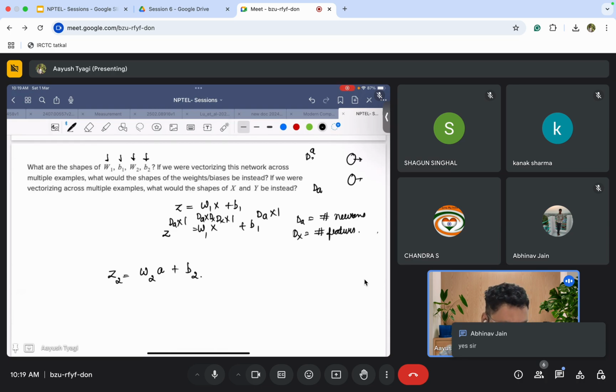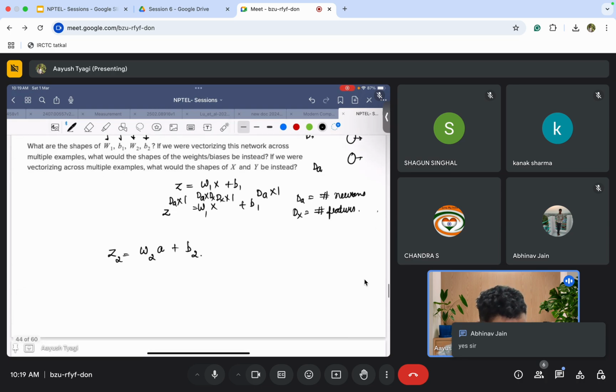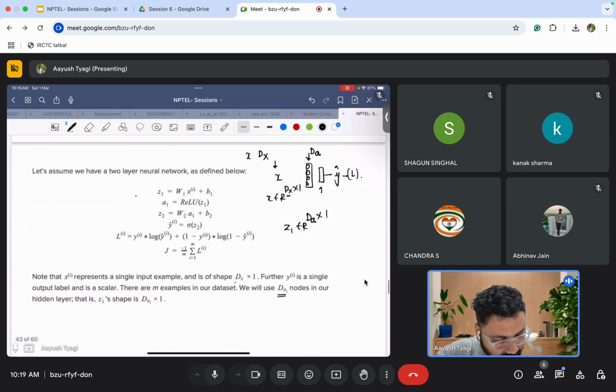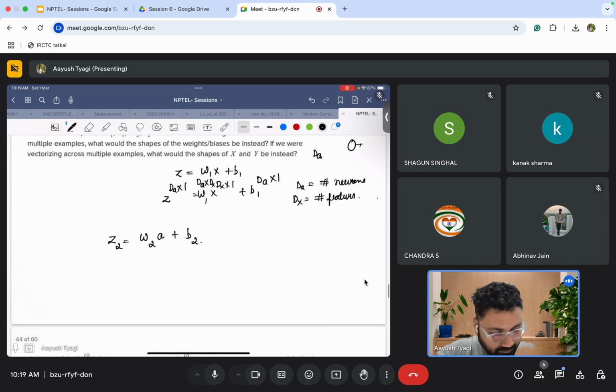Okay, great. Next we are looking at the dimension of A. The non-linearity does not change any dimension; it just changes the values, it scales the value. So the dimension of A will be dA comma 1. What should be the dimension of W2 and B2?